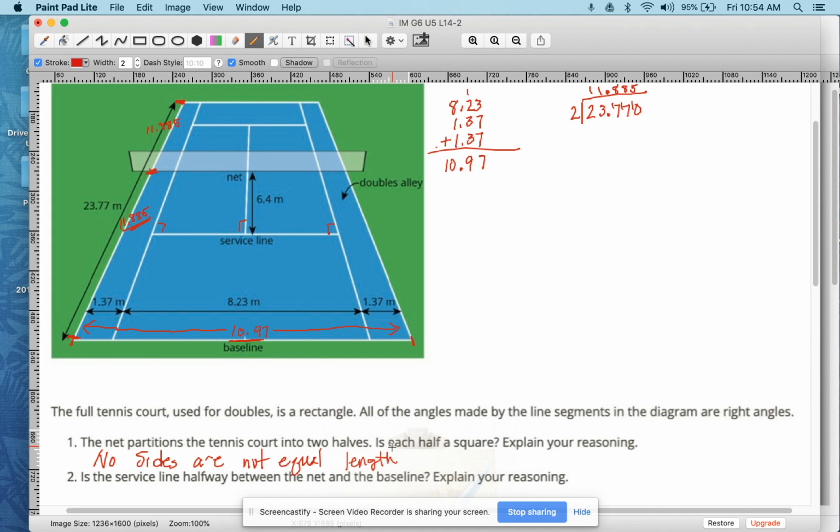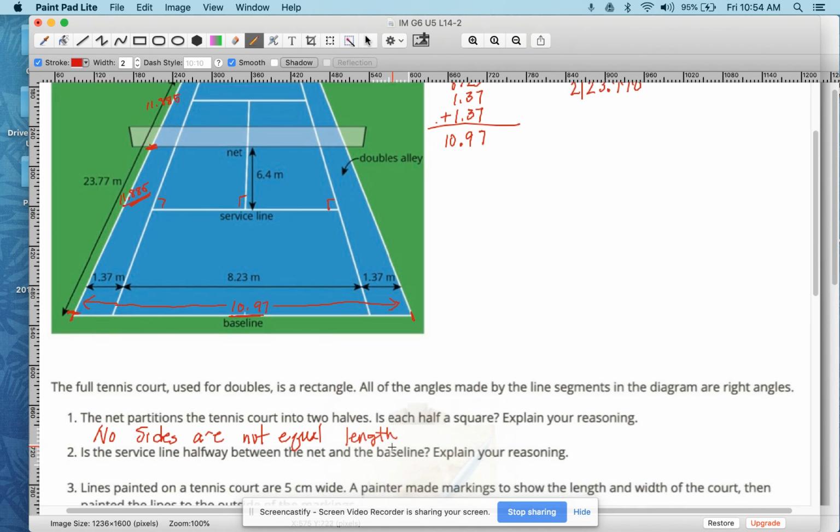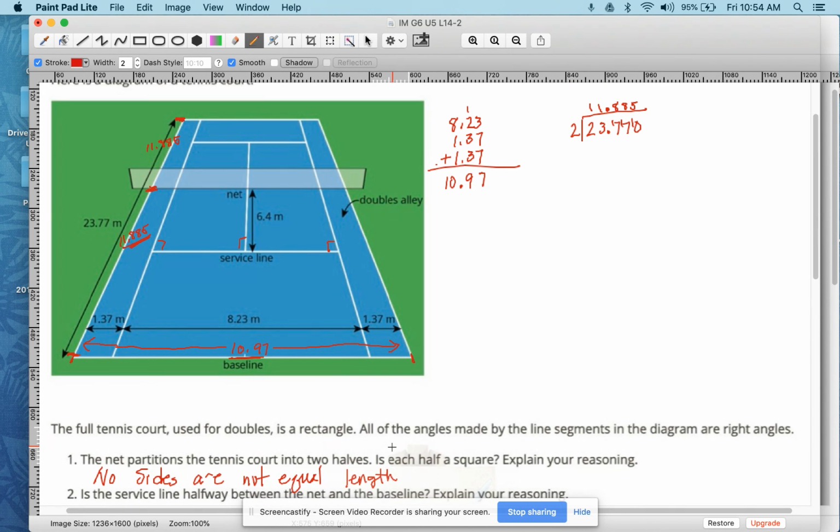Then they want to know, is the service line halfway between the net and the baseline, and explain your reasoning. Well, they showed us the service line here. And the service line from the net here is 6.4. And they want to know, is it halfway from the net to the baseline? Well, we know the length from the net to the baseline is 11.885. 11.885 minus that 6.4. And if it's halfway, we should get 6.4.